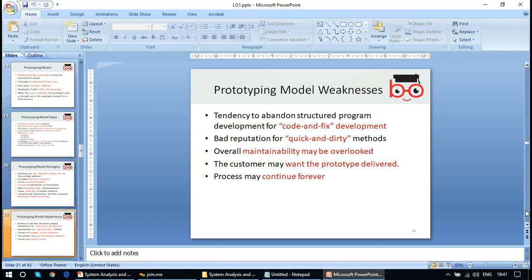But there are certain disadvantages as well, such as the tendency to abandon structured programming. When they are doing the prototyping model, they have to forget structured programming, because they would be doing random programming. Structured programming allows you to write the program in a smooth and structured form, like creating and defining the modules first, and then integrating. However, this model would not support structured programs. Then a bad reputation could result from quick and dirty methods.